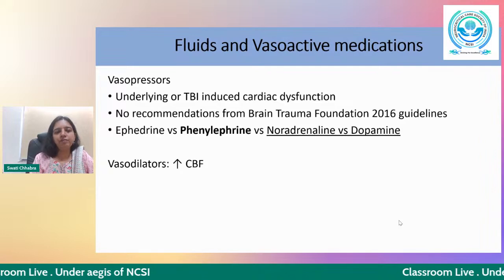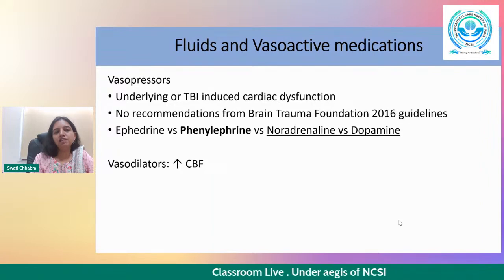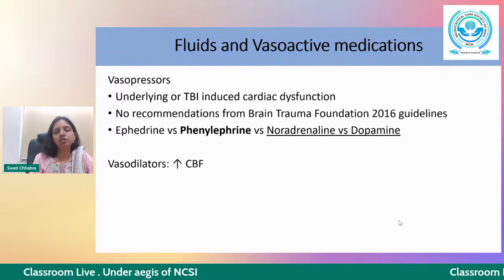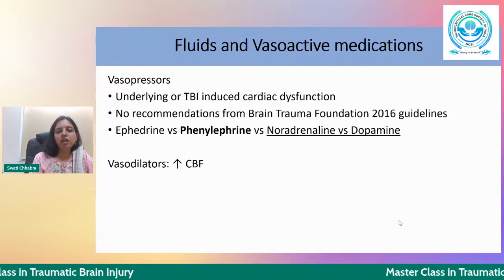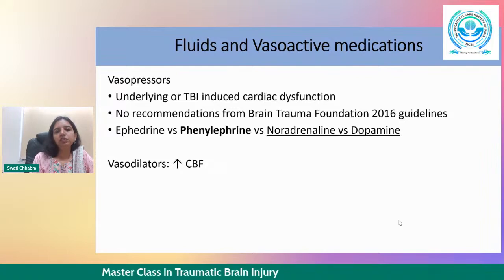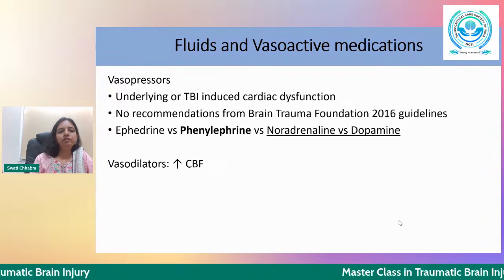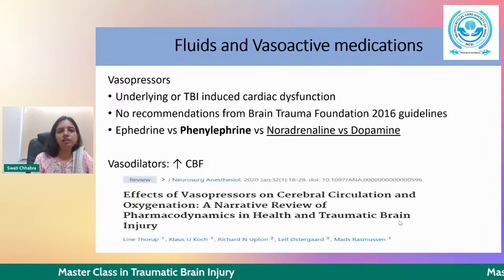Many of the agents have been studied. Phenylephrine is still the most commonly used. Ephedrine has favorable results with cerebral oxygenation, but ephedrine infusions are not yet very commonly used. Noradrenaline and dopamine have been compared, where noradrenaline was found to have better cerebral oxygenation. Vasodilators like nitroprusside increase cerebral blood flow and should be used with extreme caution or avoided in totality.